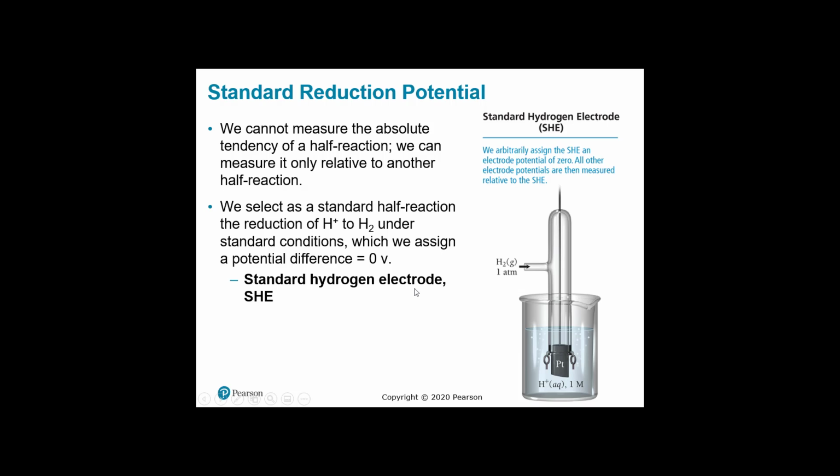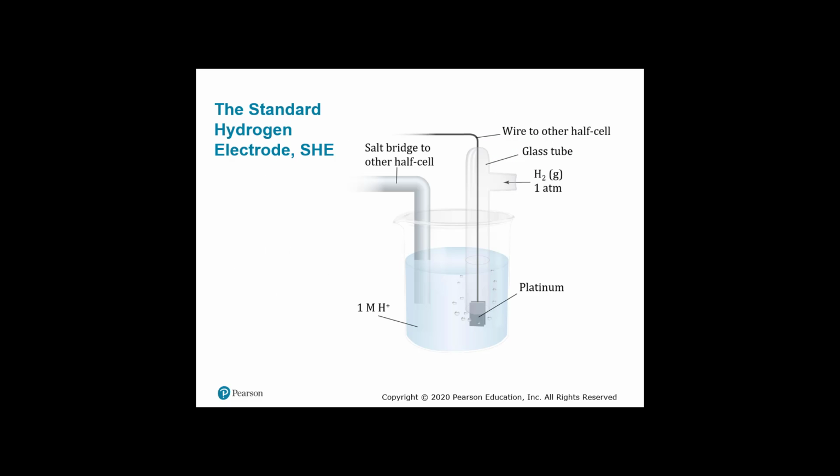If we look at this next page, as you can see, there's a reduction of hydrogen protons to hydrogen gas under standard conditions. So let's take a look here. You can see there's a salt bridge for the other half cell that would be connected, and then the HCl, which is in ionic form, so it's just the protons. The platinum will help as an inert electrode, and then we have the hydrogen gas at 1 atm.